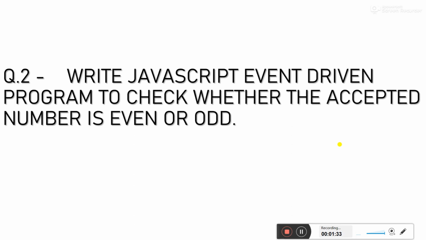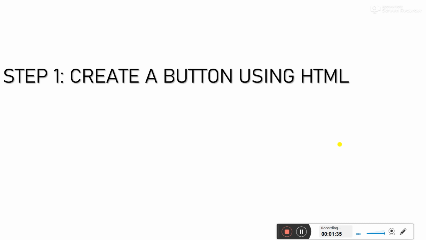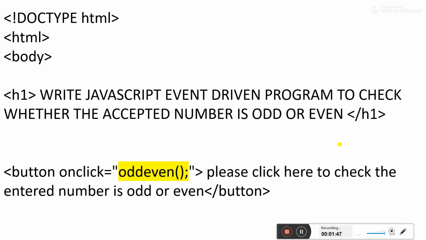So here we need to write the event driven JavaScript program to check whether the accepted number is even or odd. Okay, so we will see it stepwise. The first step is to create a button using HTML. In the last lecture, I have already explained how to create a button using HTML, as it is event driven programming, right? That means it is compulsory to create an event. So when you create an event, you require two things: one is the event handler and the other one is the event.